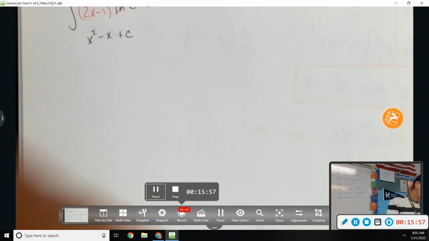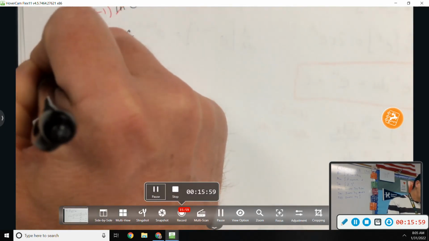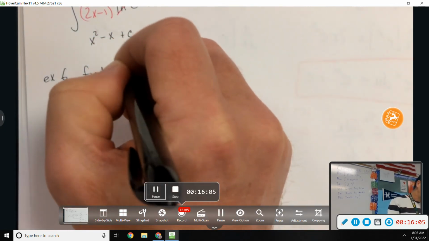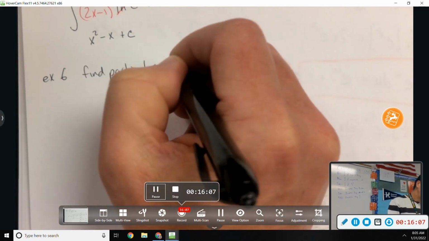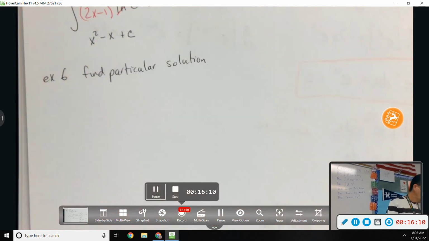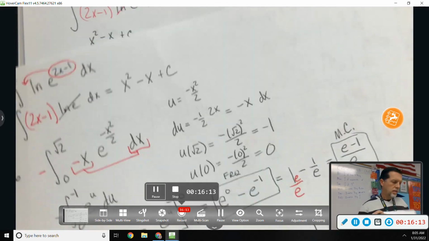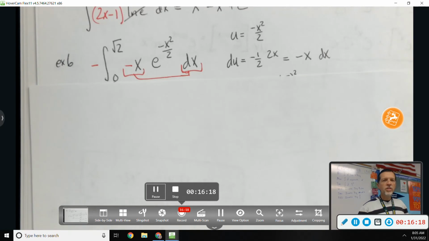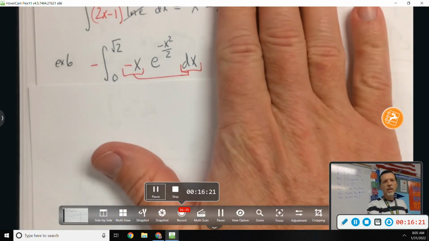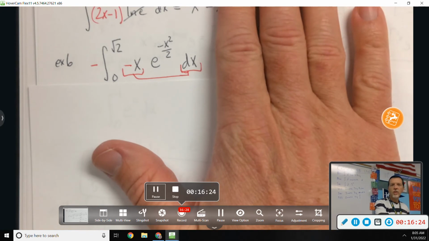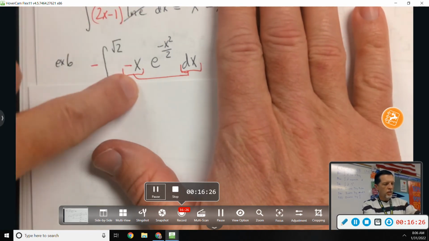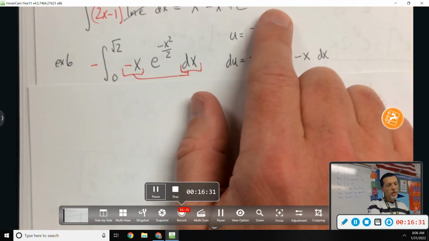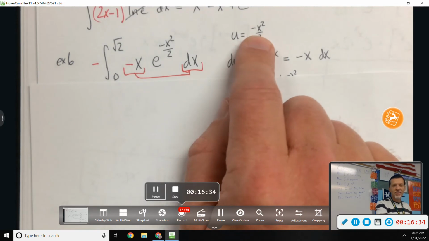Let's do one more. I'm skipping one. The one I'm skipping is, let me just show you. Sort of see it. So what's different about that problem? It has limits. So you'll let u be the top, du is basically that, and then you'll have to fix the limits when you integrate. Or put the x stuff back in and use the original limits.